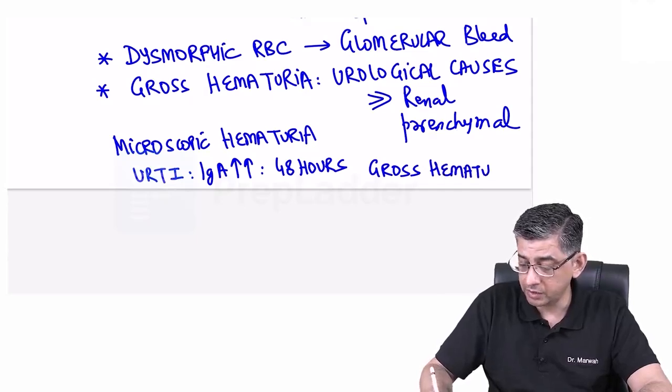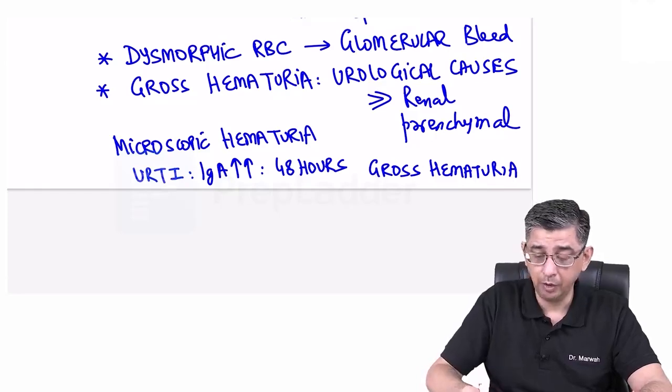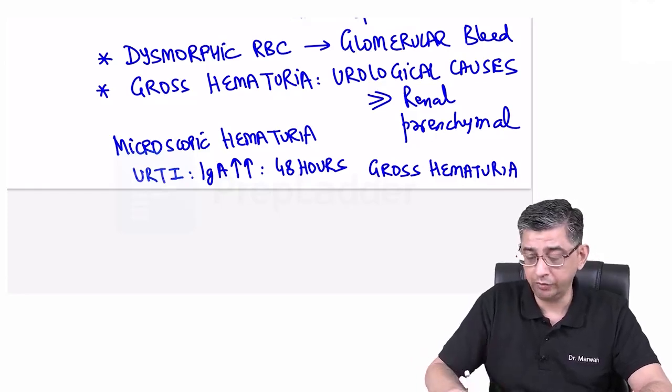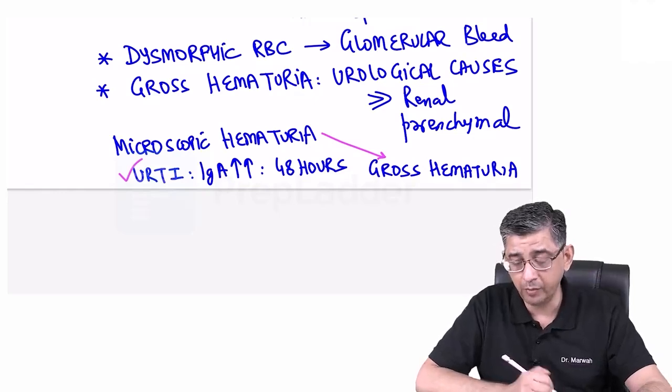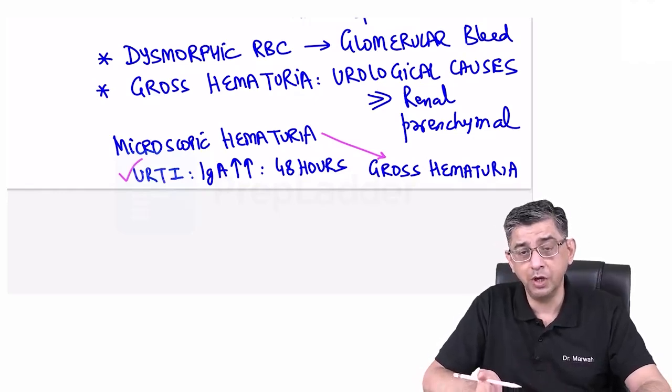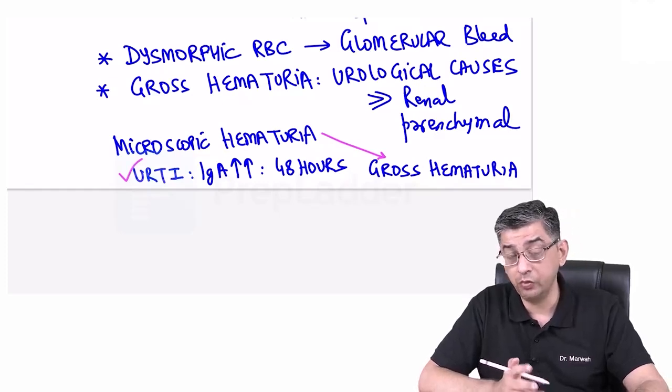If you get a clinical history like this, where he says that a person who was already under your follow-ups for microscopic hematuria, post upper respiratory tract infection, has upgraded from microscopic hematuria to gross hematuria, what is the first differential that you will consider?